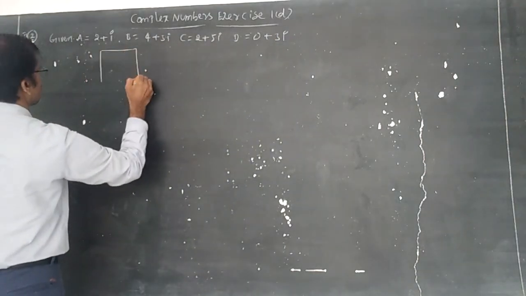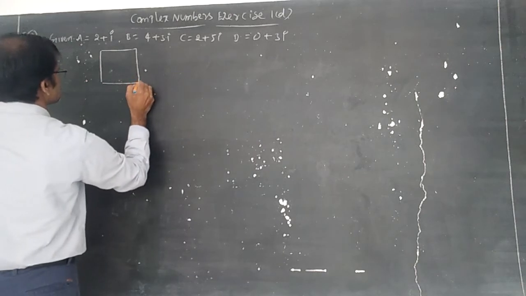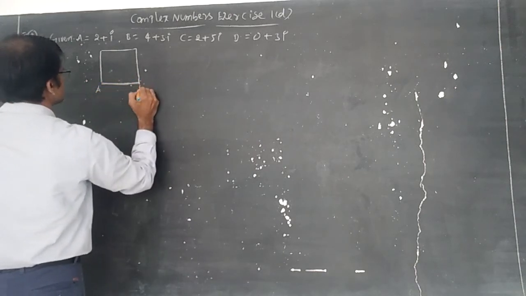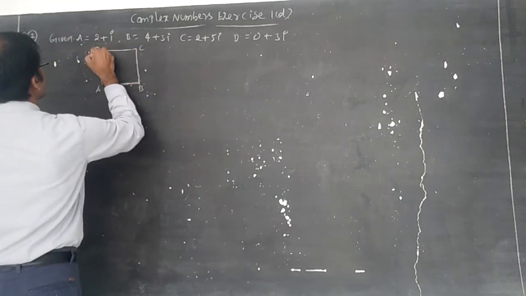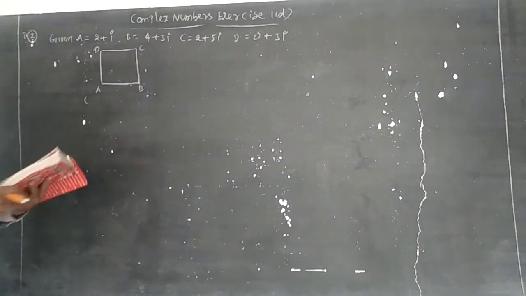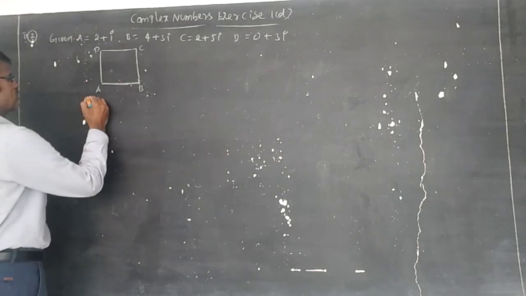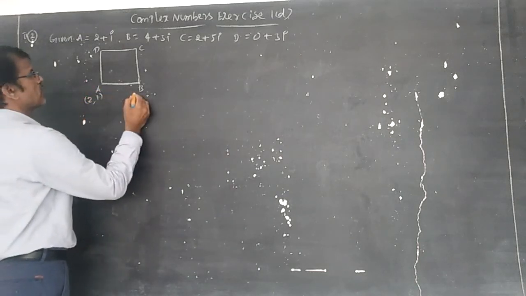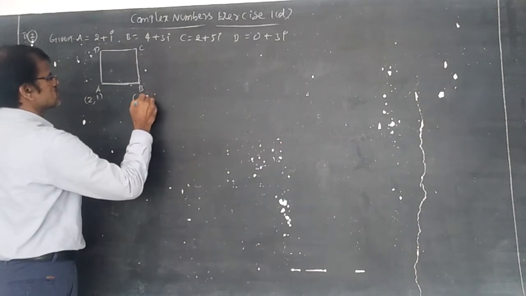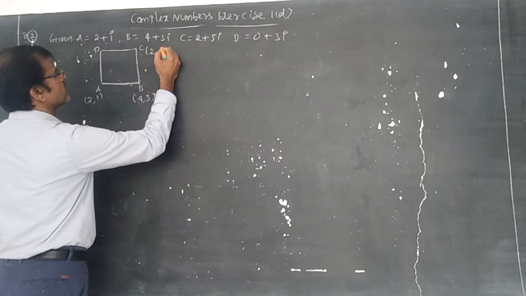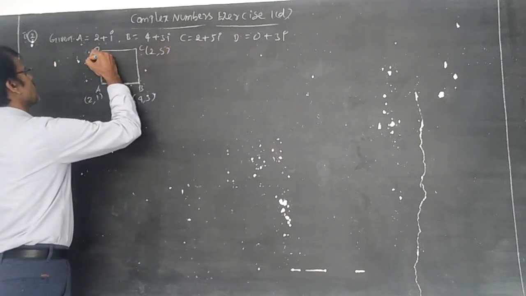Draw a rough diagram as a square. Put A, B, C, D names here. You can write the complex numbers in terms of Cartesian coordinates. Right, here 2 comma 1. This is 4 comma 3. This is 2 comma 5, and this is 0 comma 3.